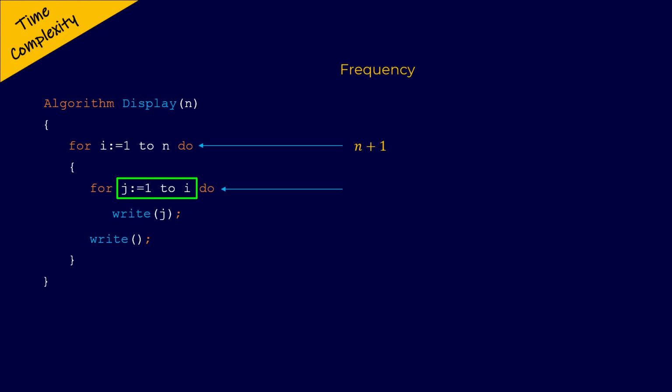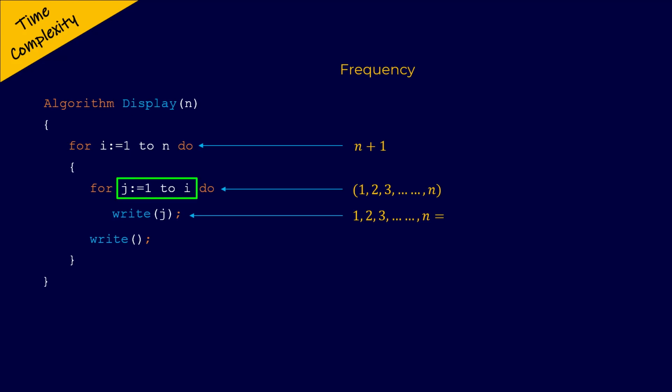So this for loop for j will execute for one time when i is 1. Then when i is 2, this for loop for j will execute for 2 times, and then when i is 3, this for loop for j will execute for 3 times, and so on till i is n. Then this for loop for j will execute for n times. Similarly, the statement write of j, which is inside the for loop for j, will also execute for the same number of times depending upon the value of i for the loop of j.